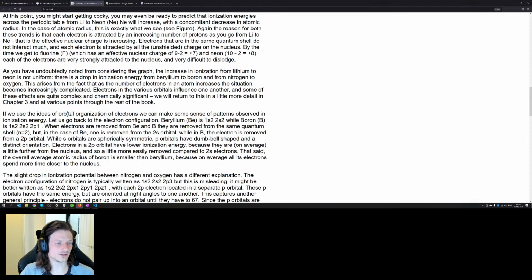If we use the ideas of orbital organization of electrons, we can make some sense of patterns observed in ionization energy. Let us go back to the electron configuration. Beryllium, Be, is 1s2, 2s2, so it's got 2 electrons in the first shell, and on the second shell there are 2 electrons, while boron is this. When electrons are removed from beryllium and boron, they are removed from the same quantum shell, n equals 2. But in the case of beryllium, 1 is removed from the 2s orbital.